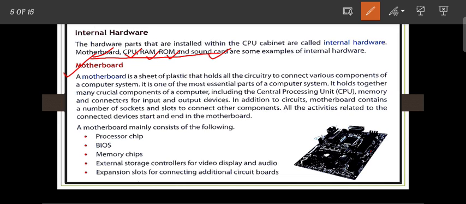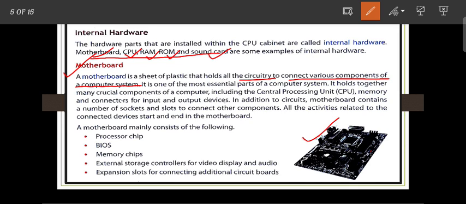First is motherboard. Here you can see this is the motherboard. Okay, so the motherboard is a sheet of plastic that holds all the circuits to connect the various components of a computer system. Okay, the motherboard has circuits to connect various components of a computer system.